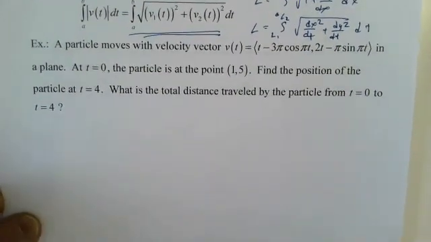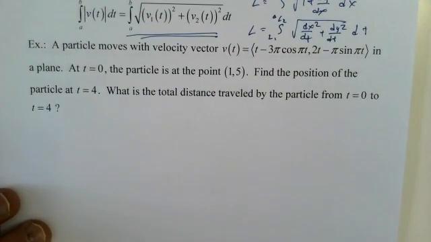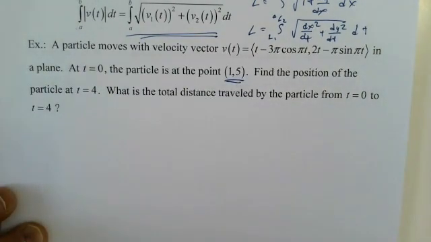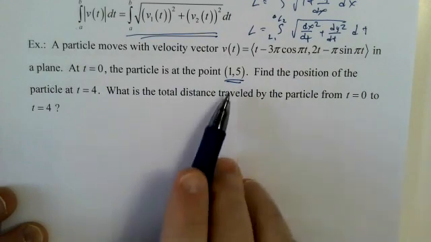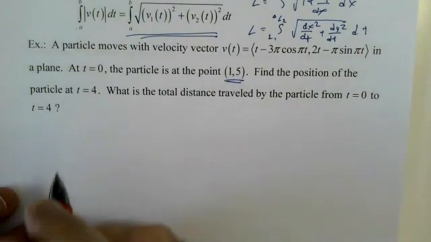All right. One more time. A particle moves with a velocity vector in a plane, the particle is at the point 1, 5. Find the position of the particle at t equals 4. Is the starting point important? Really shouldn't be. No, I don't think so. So find the position at t equals 4.